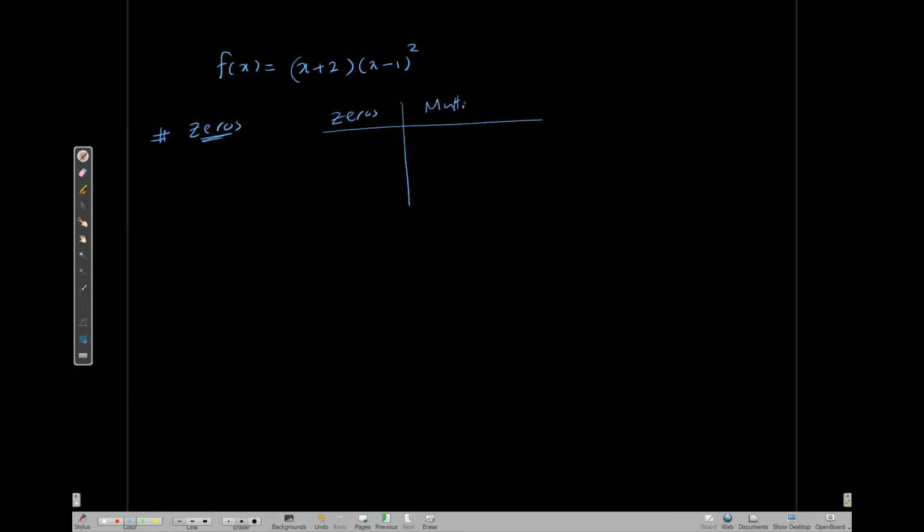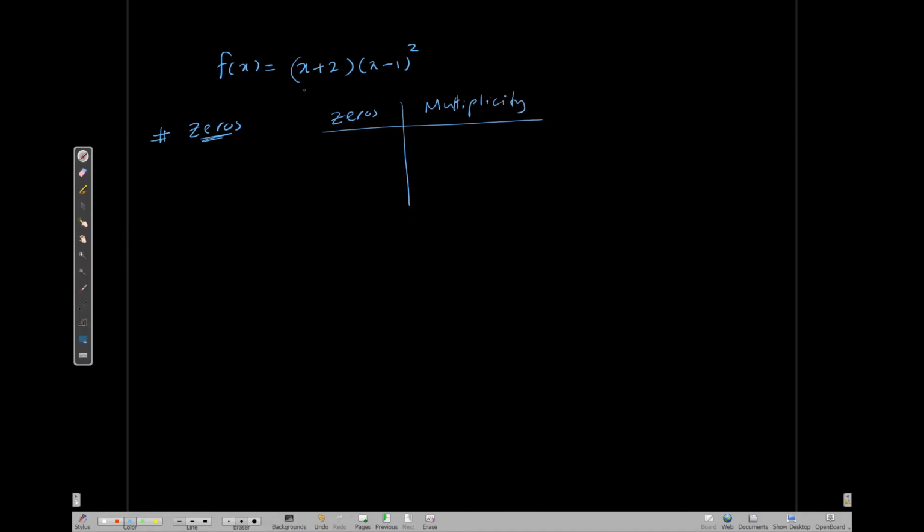How about this? f of x equals x plus 2 times x minus 1 squared. Now it's already been factored, which is really nice. The first step, if it is not factored, you have to factor it. So let's find zeros. So zeros, again, really easy because it's been factored. Zeros and multiplicity.